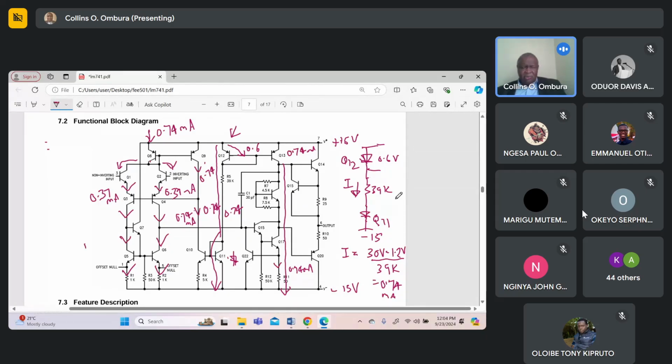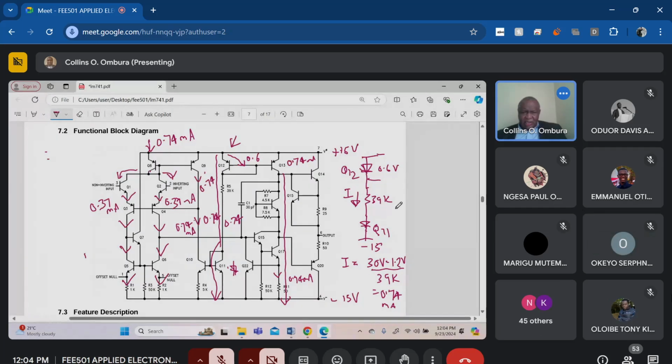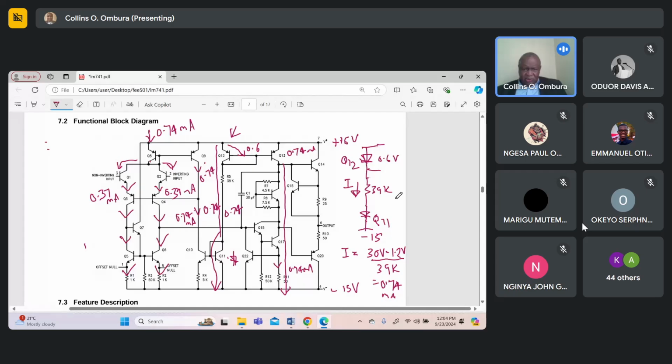In short form, because time is up, when the signal current passing through C1 is equal to the signal current driving C5, we say that the op-amp has reached its slew rate limit. It has reached its slew rate limit. I'll stop over there.